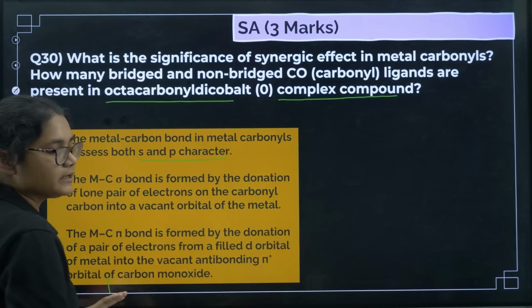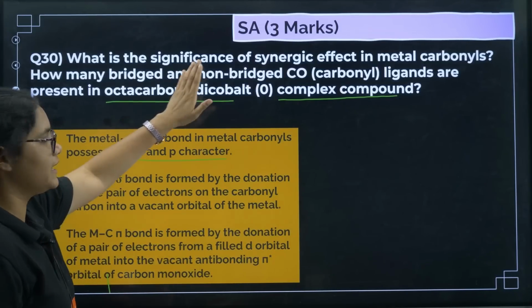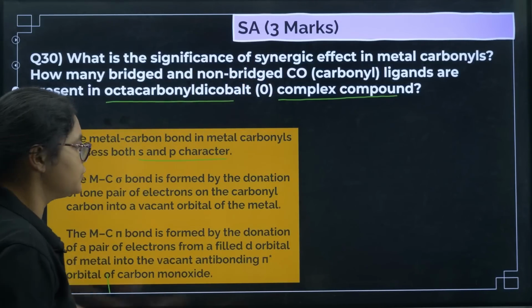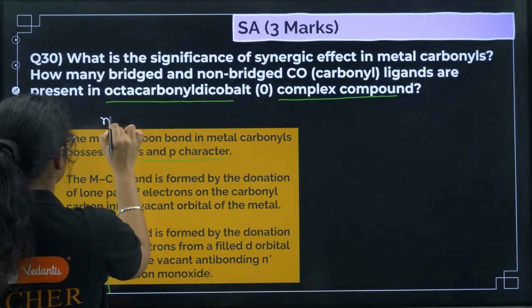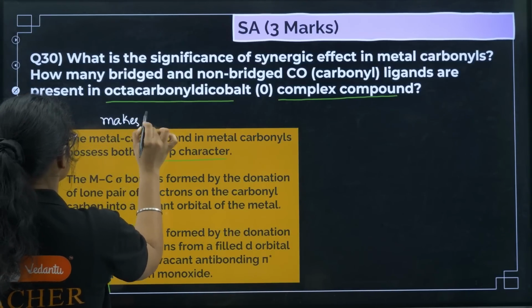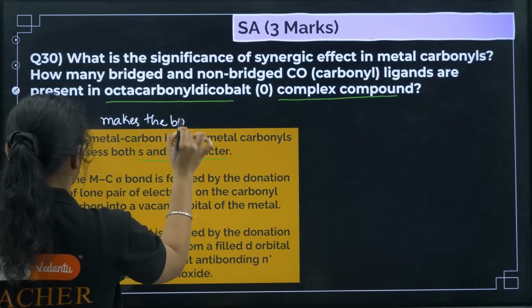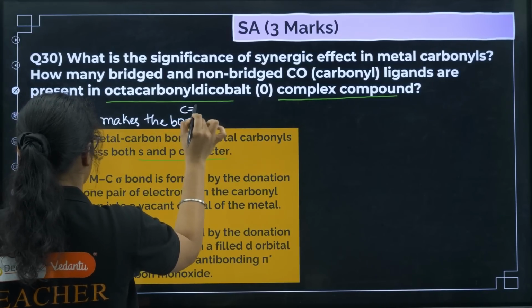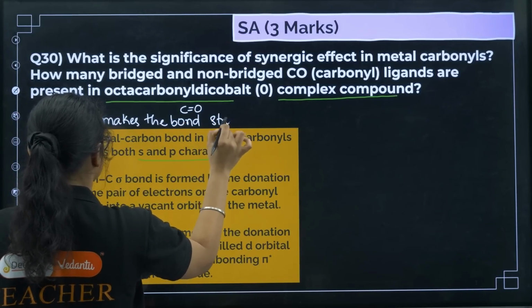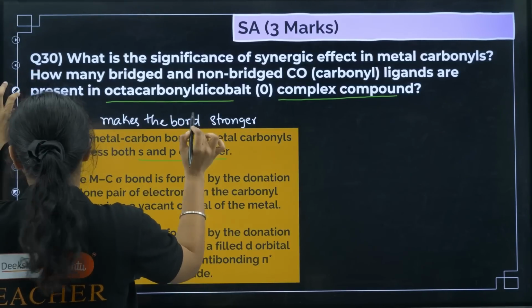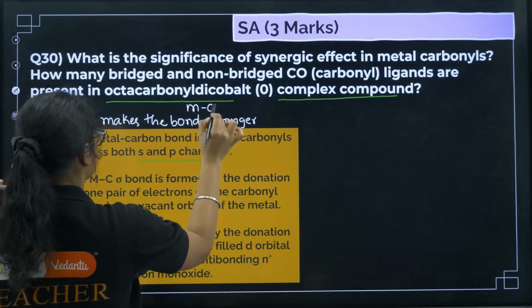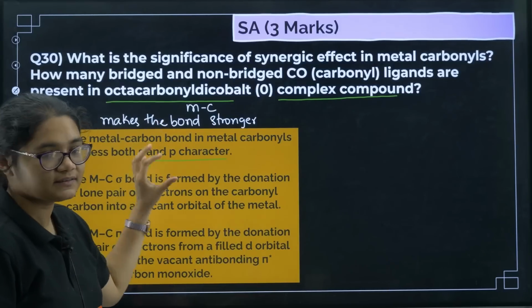Now this is what metal carbonyls look like, but the question here is actually asking about the significance. So you can write here in significance, this makes the bond stronger. Which bond? Sorry, not the CO bond, it makes the metal-carbon bond stronger. That is actually the significance.